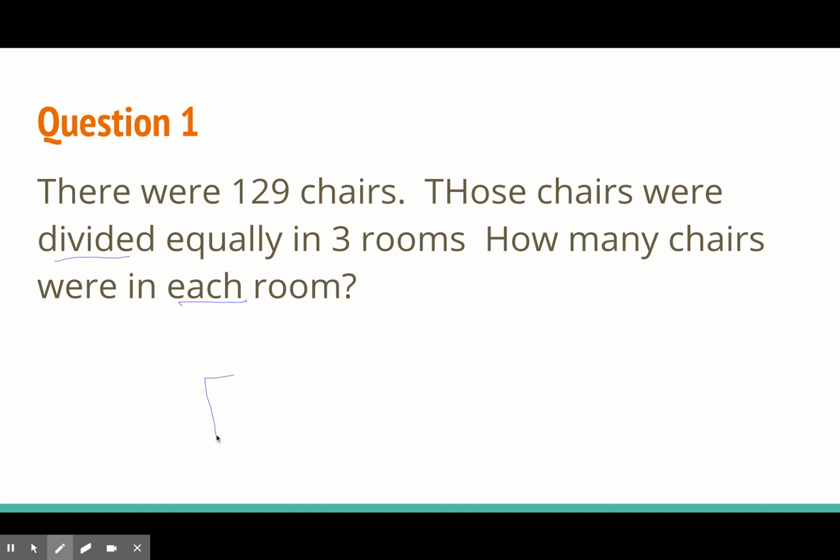So I'm going to do this. Now, do we know our each number? We don't know our each number. We do know our total number. And we know how many rooms they were put in. But we still don't know this number. When you have a big and a small in a multiplication family, you are going to multiply or divide. Choose your answer now. You are going to divide. So go ahead and set that up right here.